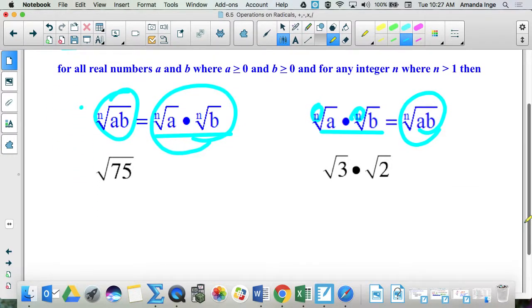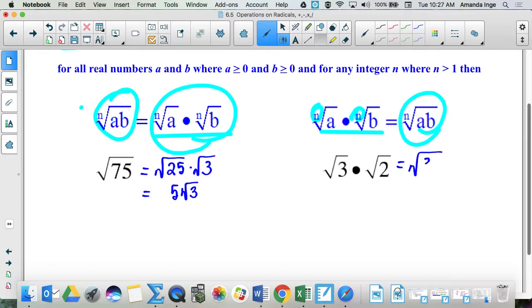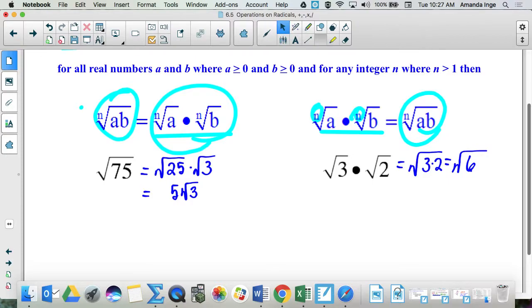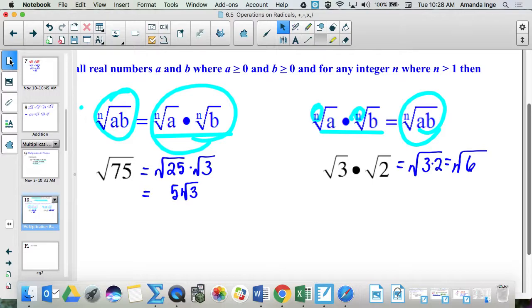So I have two examples up here. We rewrote this as the square root of 25 times the square root of 3. We can simplify the square root of 25. We know it's 5. We don't know the square root of 3. So that's in one direction. In the other direction, we would multiply these two numbers together. Nobody's going to write that out. You're just going to give me the answer, the square root of 6. So the only thing we need to make sure about on multiplication is that the indexes are the same.